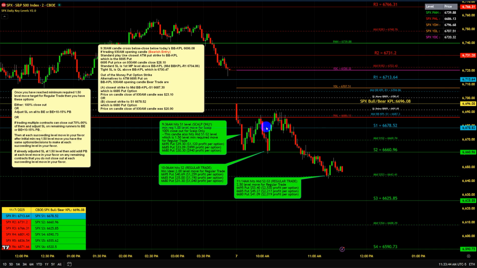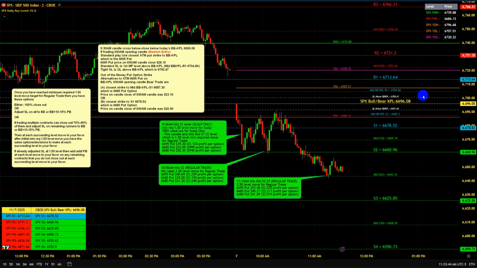So a 1.5 level move in your favor is determined the same way as we did the scalp, except it's another half level. So what's the level we're trading from? What's the direction? Down. That's one level. This is 1.5 levels. The S2 would be 2 levels. The mid S2, S3 is 2.5, the S3 is 3, the mid S3, S4 is 3.5, and the S4 is 4, because we're calculating that from the level that we're trading and the direction that we're trading.